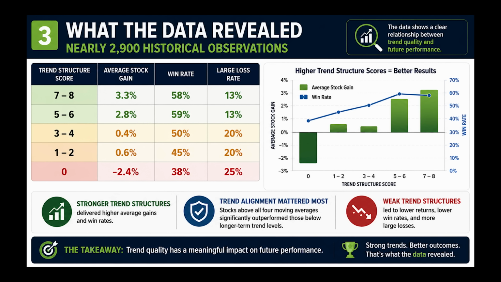When we tested nearly 2,900 historical observations, the results were compelling. Stocks with the weakest trend structures produced average losses of more than 2%, won less than 40% of the time, and experienced large losses much more frequently. By contrast, the highest rated trend structures generated average returns exceeding 3% while producing significantly higher win rates. The research confirmed that stronger trend structures have historically provided a much better environment for the Bull Strangle strategy.